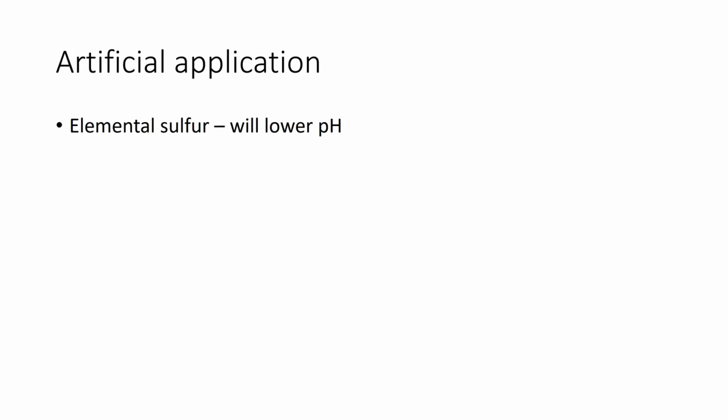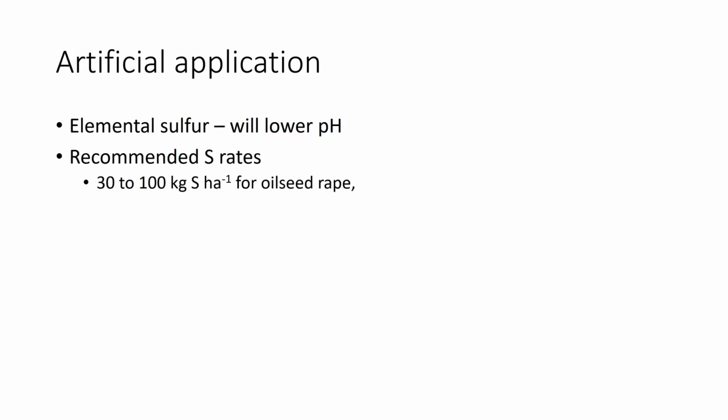You can apply the elemental sulfur. The elemental sulfur is going to cause a lowering of the pH because of the Thiobacillus thiooxidans in the soil. When we look at recommended sulfur rates, 30 to 100 kilograms of sulfur per hectare for oilseed rape. If you're planting canola, you're looking at 30 to 100 kilograms of sulfur. Compared to what we've been talking about, some of the other things on nitrogen, that's not that much. If we're looking at a cereal, we're only looking at 20 to 50 kilograms of sulfur per hectare.